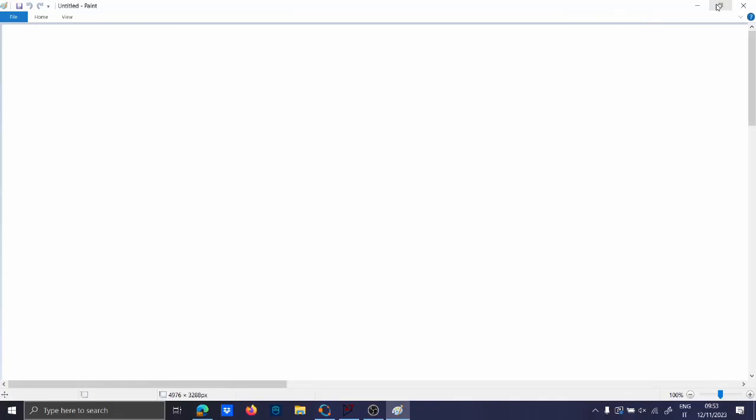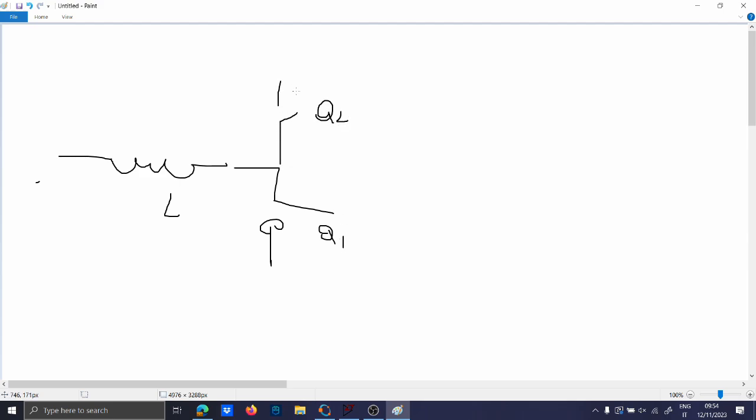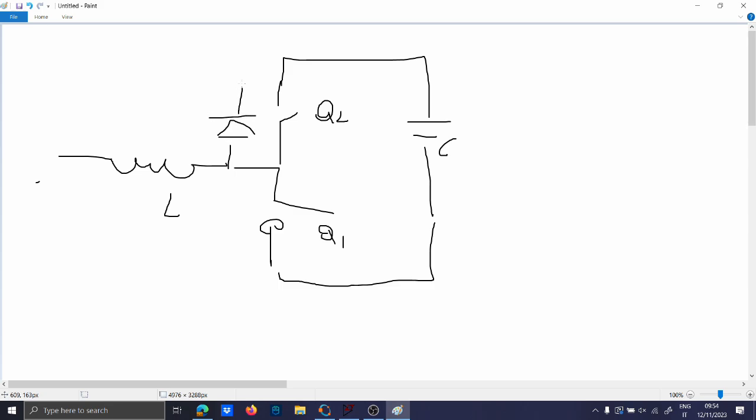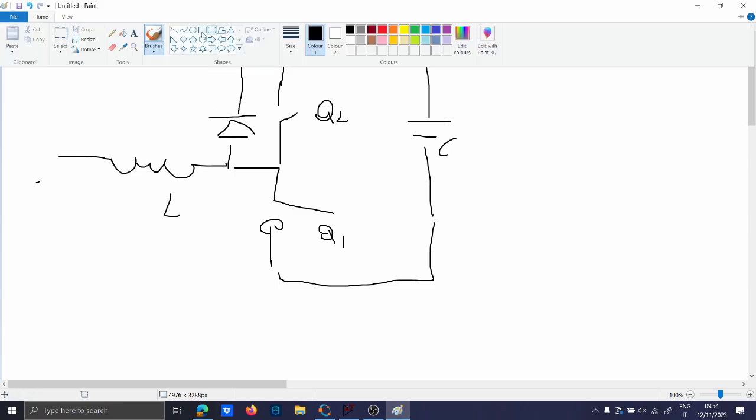Hi guys, today we will talk about the switching losses, how to estimate the switching losses of a boost converter. Now you know that the boost converter is made like this, with an inductor L, transistor Q1, another transistor Q2, and the output capacitor C. Basically you can also add a diode here, which is used as a dead time conductor.